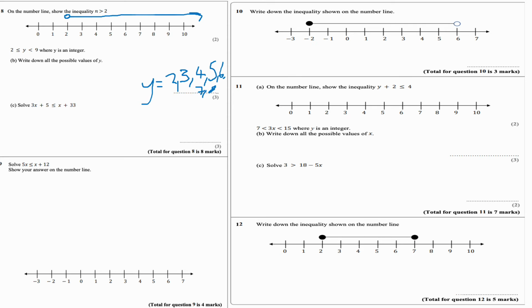Okay, part C, solve this inequality. Well, if I subtract 5 on both sides, I get 3x is less than or equal to x plus 28. Because 33 take away 5 is 28. If I then subtract x on both sides, I get 2x is less than or equal to 28. Dividing both sides by 2, I get that x is less than or equal to 14.